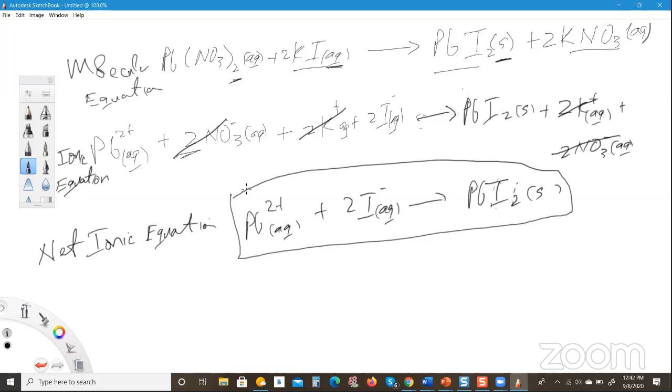So that's basically how you determine the net ionic equation for a typical precipitation reaction. Okay, are there any questions? Any questions? Okay, if there are no questions, I'm going to move on.